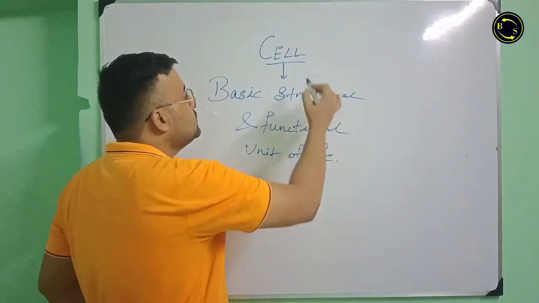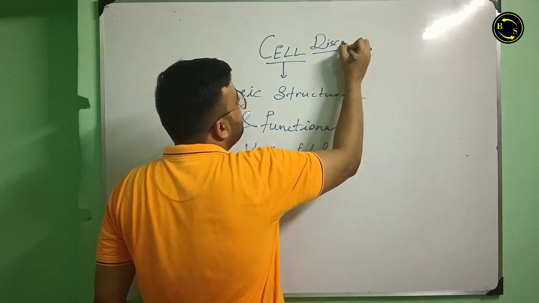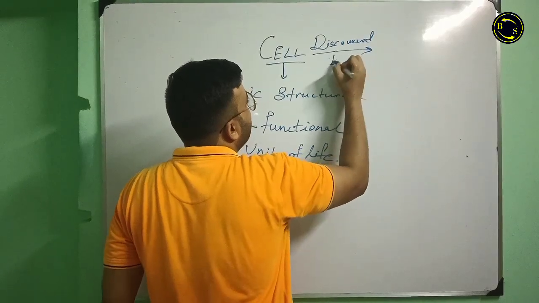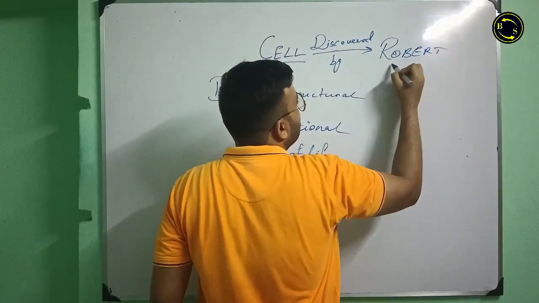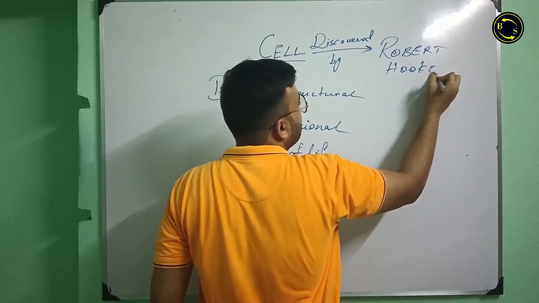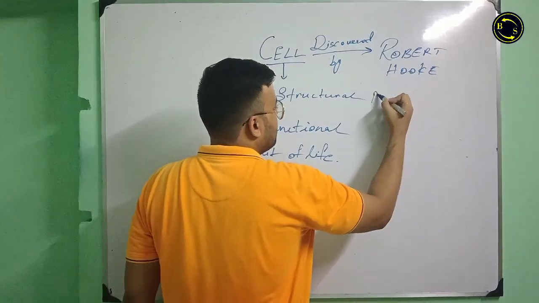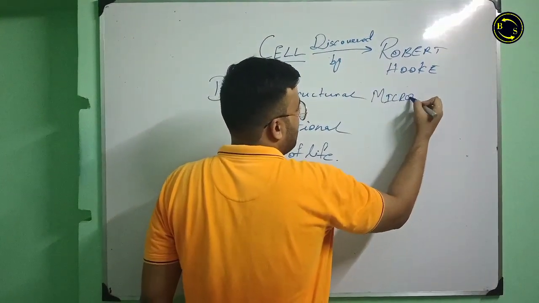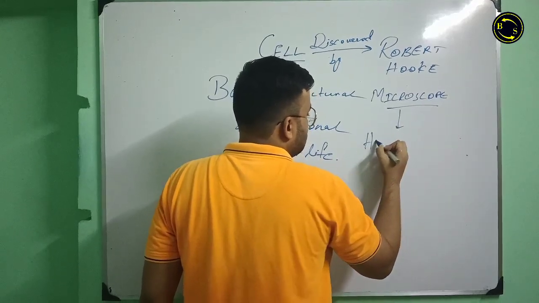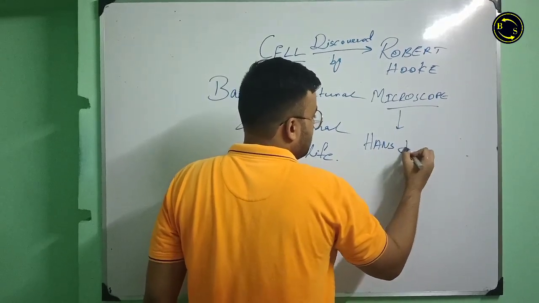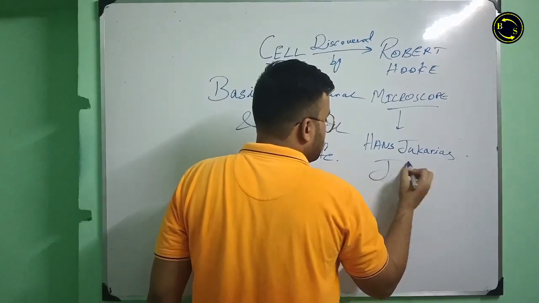So the cell was first observed, or we can say discovered, by Robert Hooke, and the first microscope was discovered by Hans Zacharias Janssen.